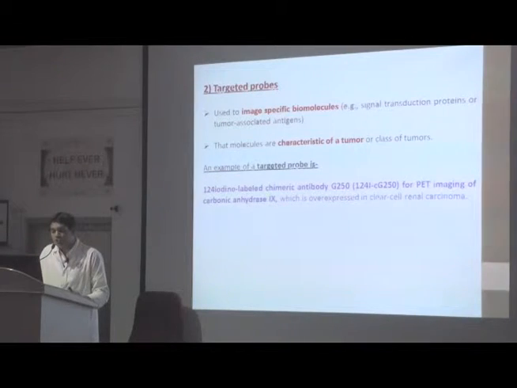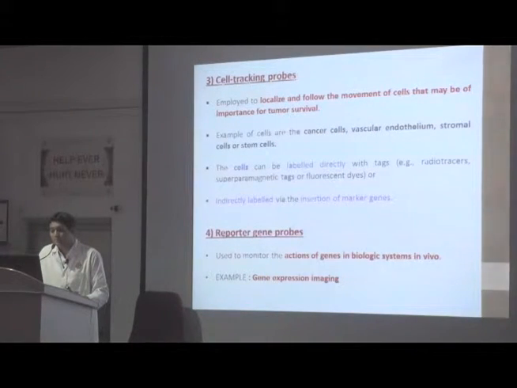Target probes are used to image specific biomolecules like proteins or tumor-specific antigens, which are specific for that type of tumor. An example of a targeted probe is the 124 iodine labeled chimeric antibody G250. It is used to image the carbonic anhydrase level, which is commonly overexpressed in renal carcinoma.